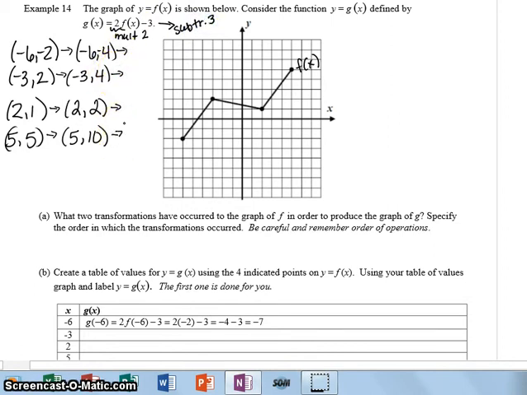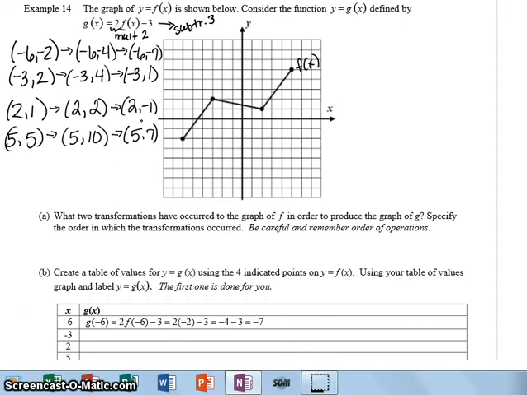Okay, because remember, all these changes are happening to the y's. So I'm going to end up with -6, -7. I'm going to end up with -3, 1, 2, -1, and 5, 7. Okay, so now I know it's not till later, but it does ask you to graph them eventually. It says, what 2 transformations have occurred to graph it?